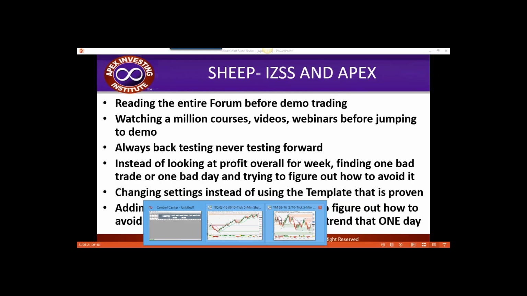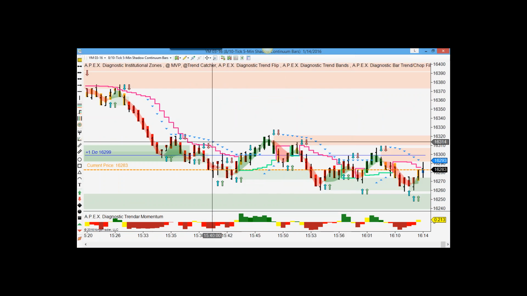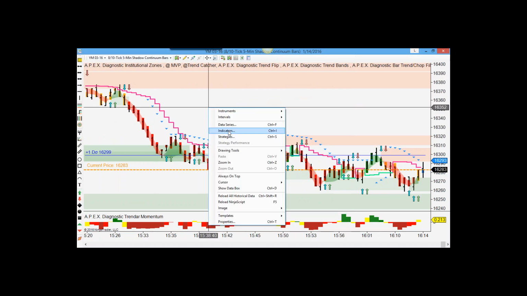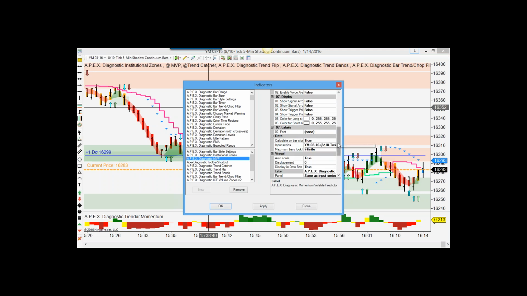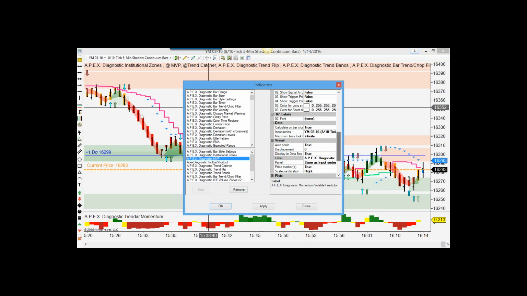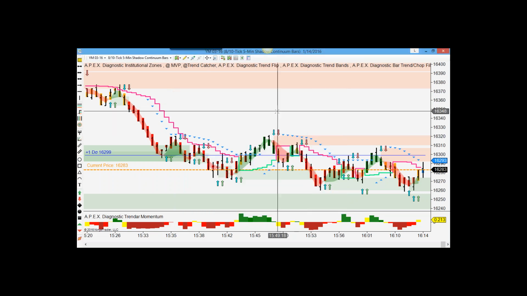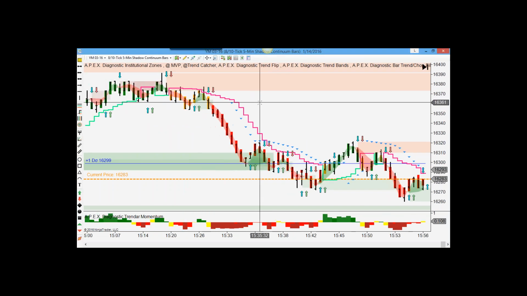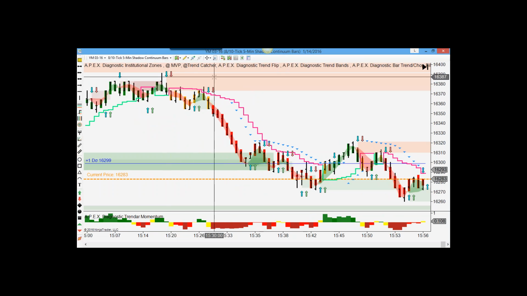No. What does a sheep do? A sheep finds that one bad day or that one bad trade and says, well, maybe if I go in here into my indicators and maybe if I do something different with this MVP to make it be farther apart and change all my colors, and maybe if I go mess with these trend catcher settings, I can get it to plot differently, because I was looking here and I was thinking to myself, hey, the market was up here at an iZone.